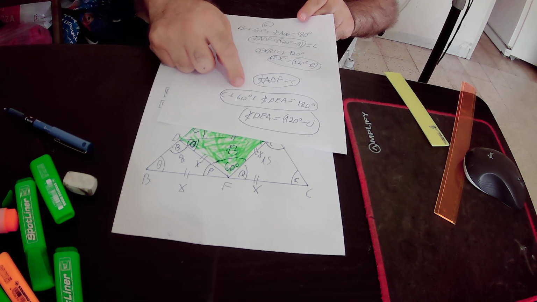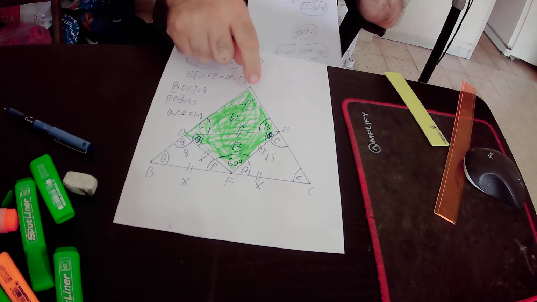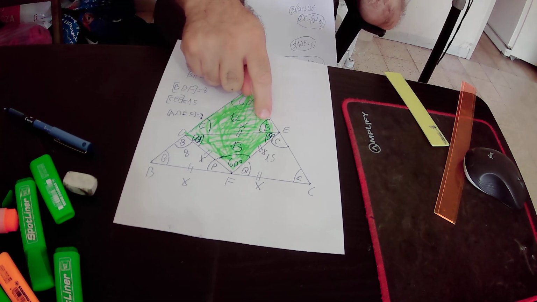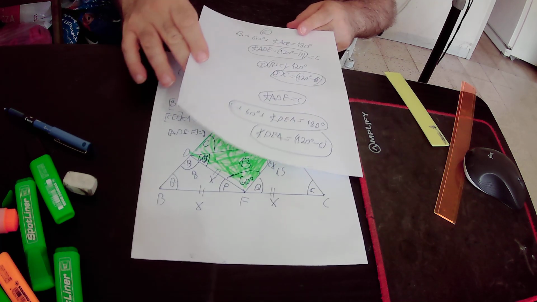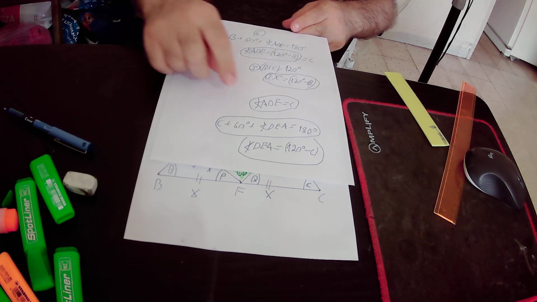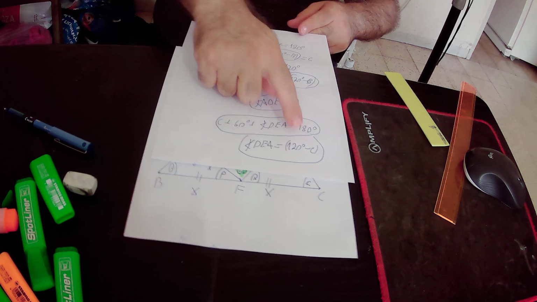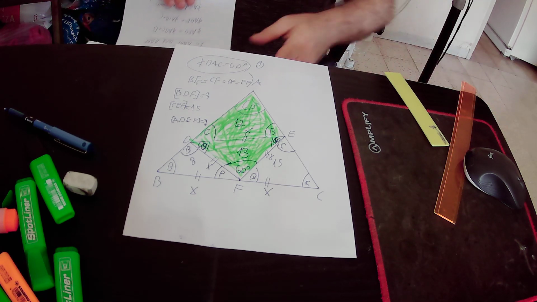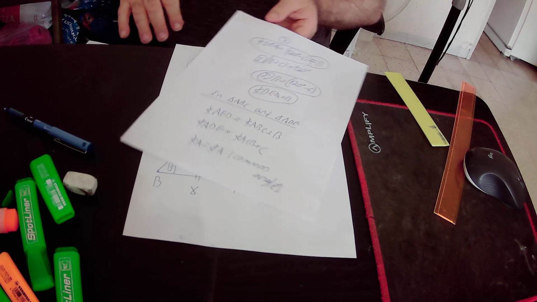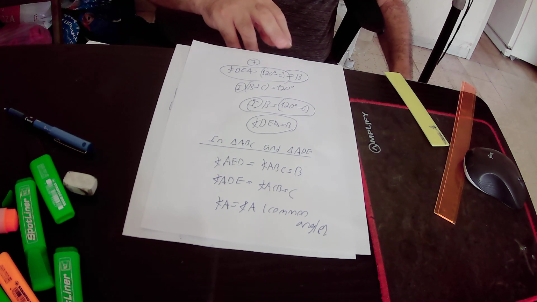Again, C plus 60 degrees plus angle DEA must be equal to 180 degrees. So angle DEA must be equal to 120 degrees minus C. Okay, angle DEA must be equal to 120 degrees minus C.